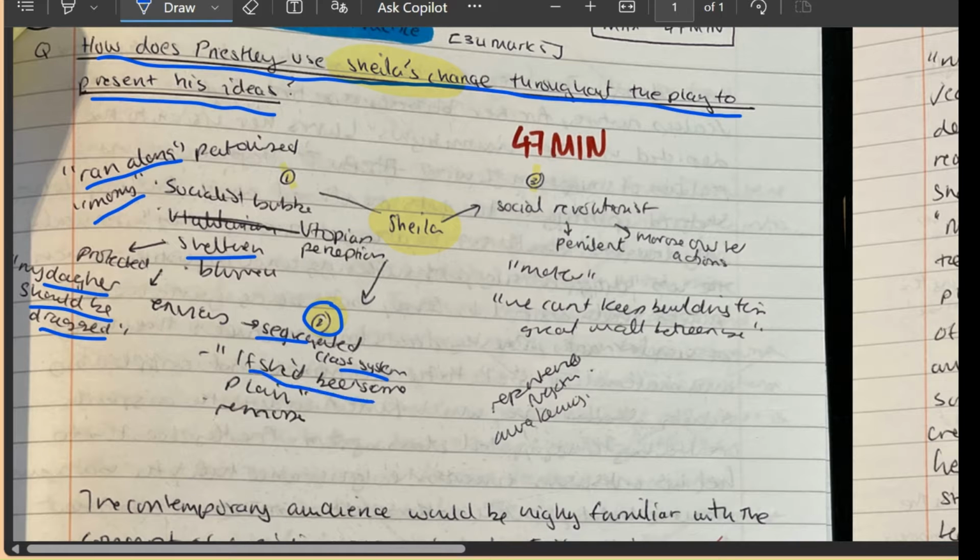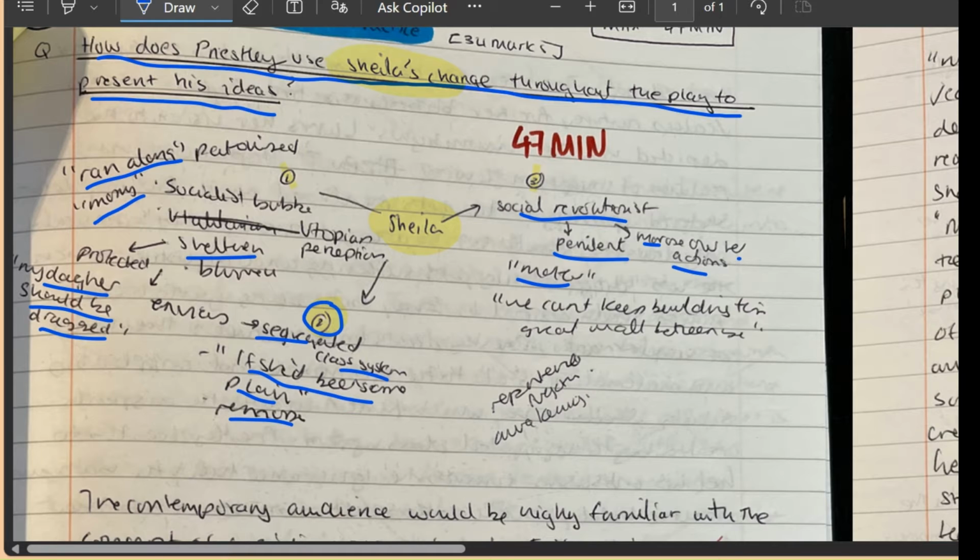If she'd been some plain girl. And then in my third point, we talk about her as a social revolutionist, how she's penitent, she's morose over her action. So hopefully you can see the vocabulary that I had used when revising and how I've embedded it into my essays. She says mother.